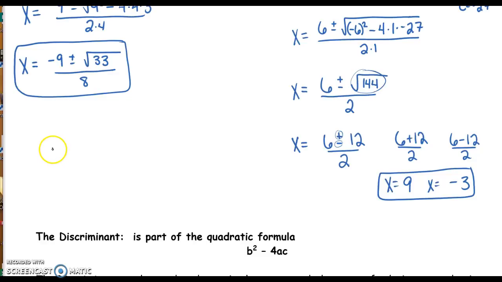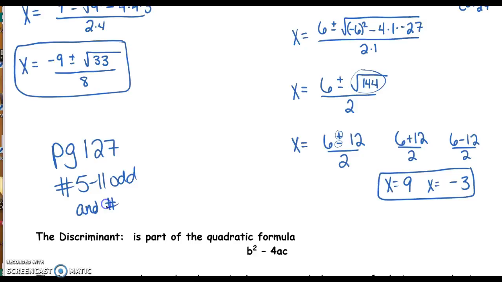Your assignment is on page 127, numbers 5 through 11 odd, so 5, 7, 9, 11, and number 17. There are books under your chairs or in the back of the classroom. Make sure you leave those books in the room when you leave.